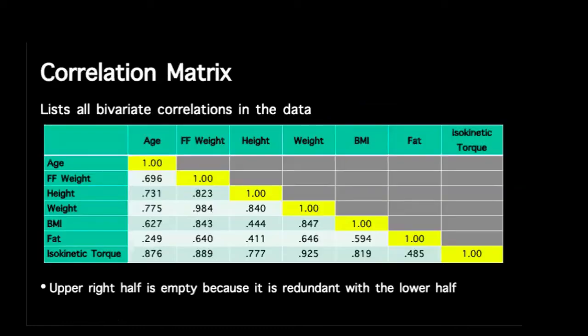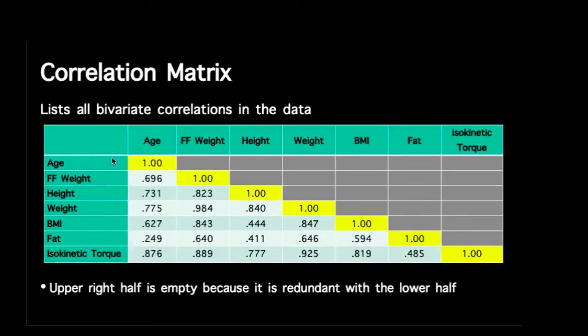But like I said, in SPSS, what you get is this thing called a correlation matrix. It just lists all of the bivariate correlations that could possibly exist for a given pairing based on the variables that you're measuring. So let's say my dependent variable is isokinetic torque. We want to know how this relates to other independent variables such as age, fat-free weight, height, weight, BMI, fat, etc.